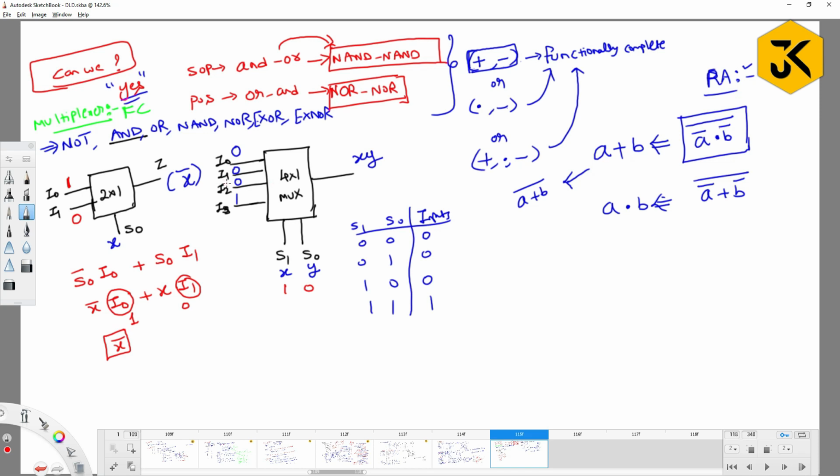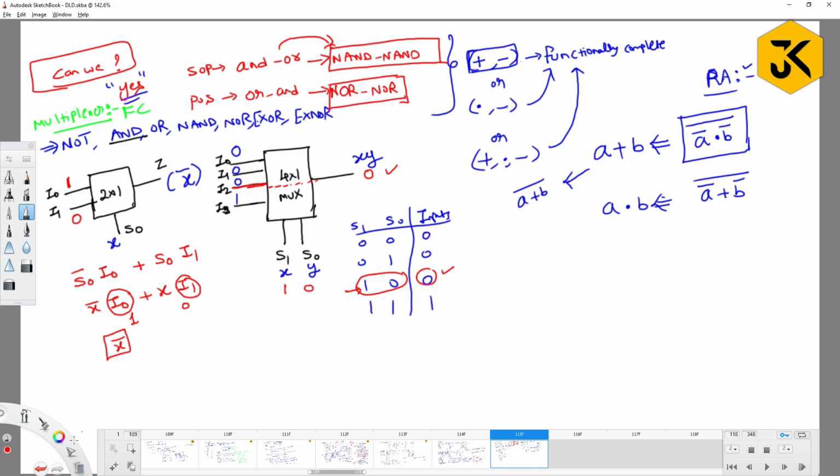I2 is selected. When I2 is selected, what do you get? 0. Is it correct or not? For 1, 0, the output is 0. So if you pass 1, 0 as input, this line is selected and it is connected like this. Then you get 0 as output. So I can say that it is an AND gate.